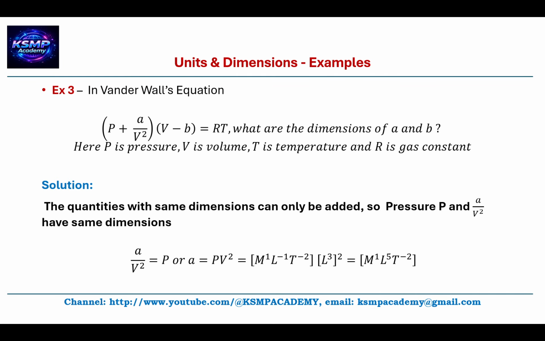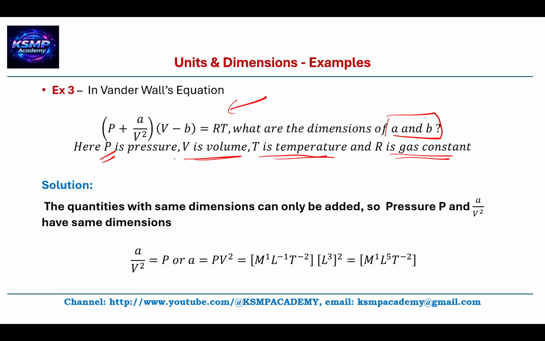Example again, let us have a look. So this equation is known to us. This is known as the van der Waals equation. So in this equation what we have to do, we have to find the dimensions of A and B. And other quantities are having usual meanings, that is P is pressure, V is volume, and T is temperature, and R is gas constant. So with this knowledge we have to find the dimension.